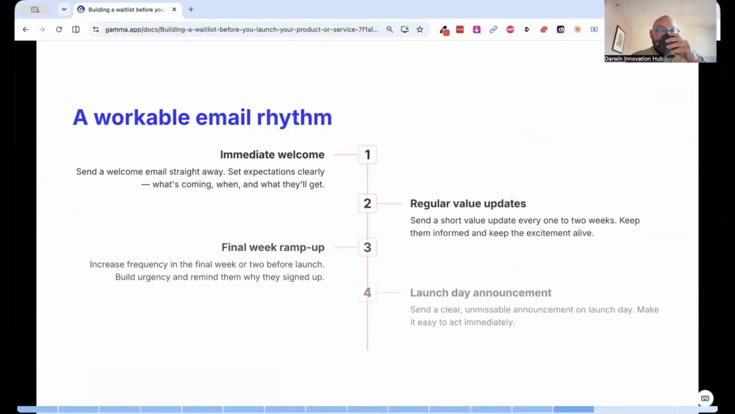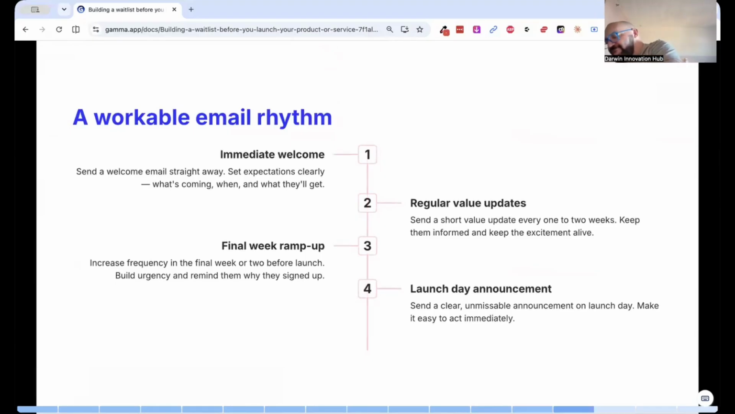Someone interested in that. And then build a rhythm around your emails. When people join, have almost like an auto response that immediately sends a welcome email. This is where those systems like MailChimp and Keap and HubSpot will all come in really handy, because that's one of the easiest things to set up. It's an automation when they first sign up.